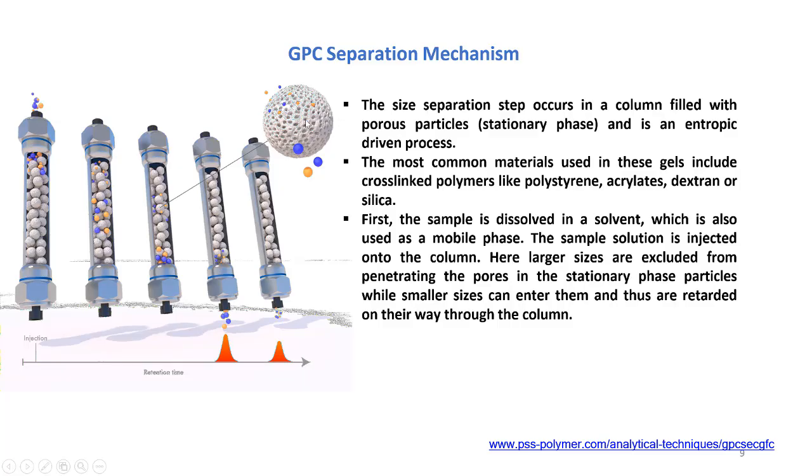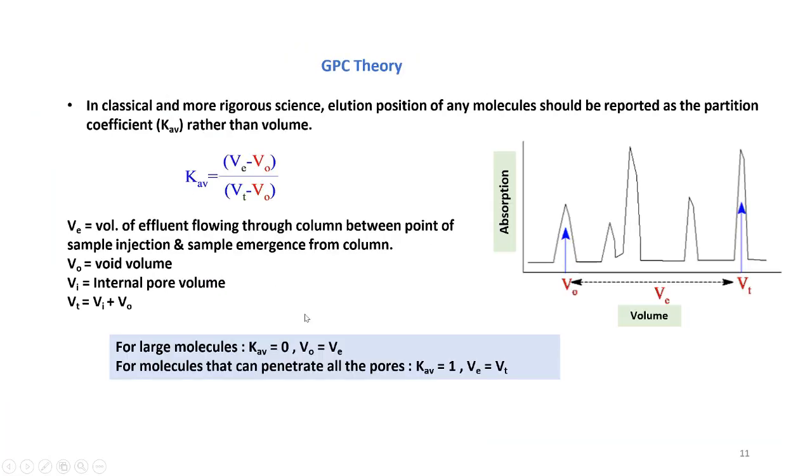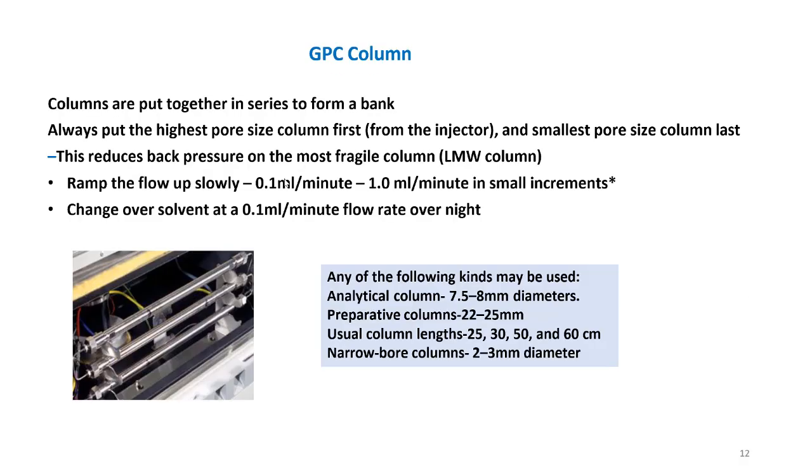So this is the VI and this is the V naught. So this is the formula. So from here we can calculate the partition coefficient.